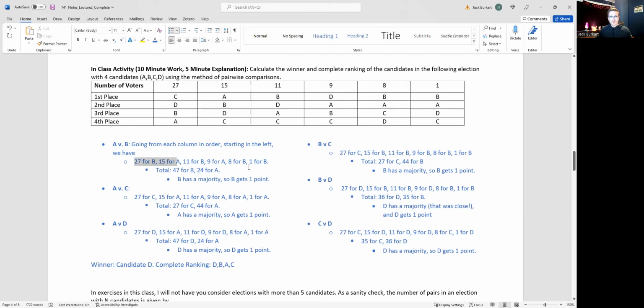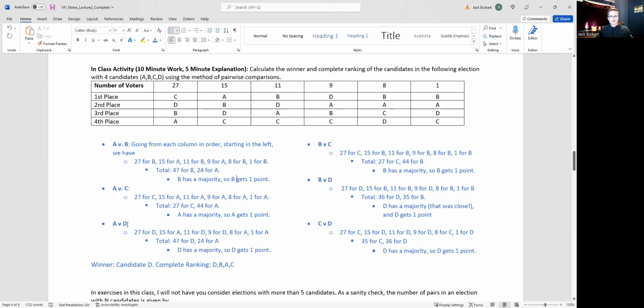If I sum up the total of all of these votes coming from each of the columns, I end up with a total of 47 voters preferring B and 24 voters preferring A. So B has a majority in this case. Majority, I think, is given by 37. So B ends up getting 1 point.